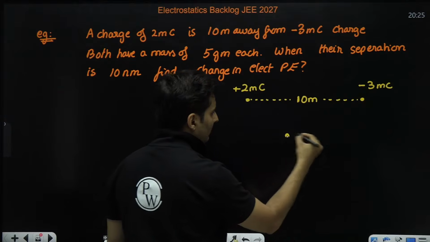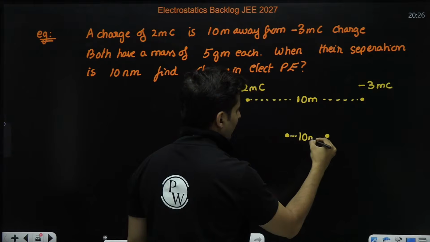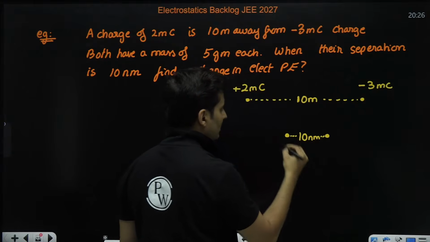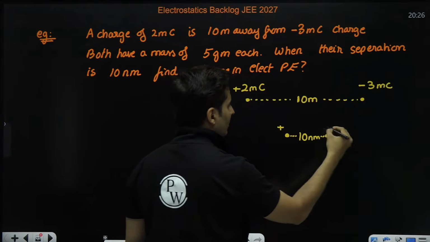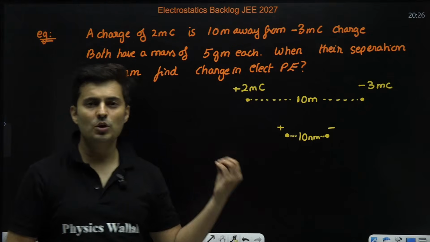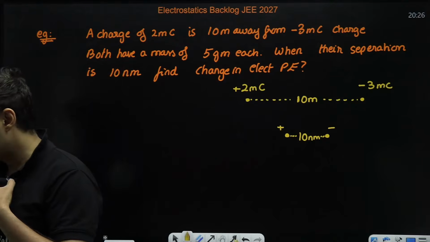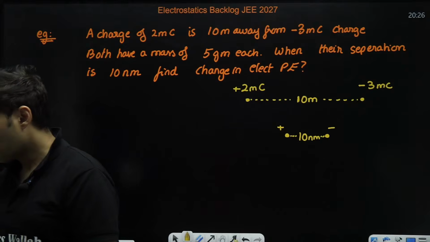Eventually what will happen, these two charges, because of the attractive force, the distance becomes 10 nanometers, not meters. So this positive charge and negative charge have come very close. So in this process, there will be a change of potential energy. Calculate the change in the potential energy. Shall we do this? Okay.